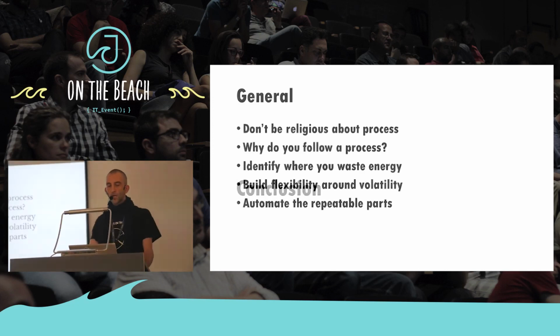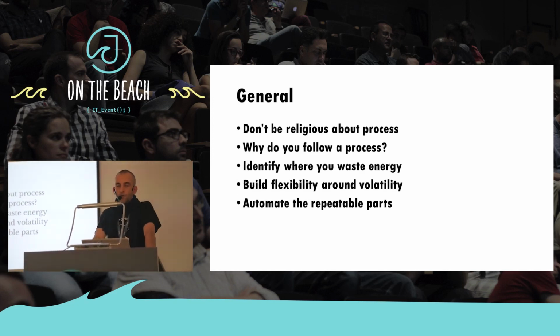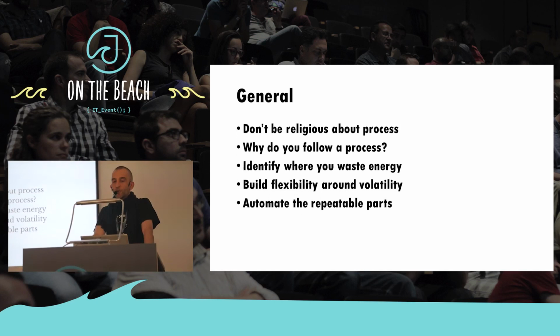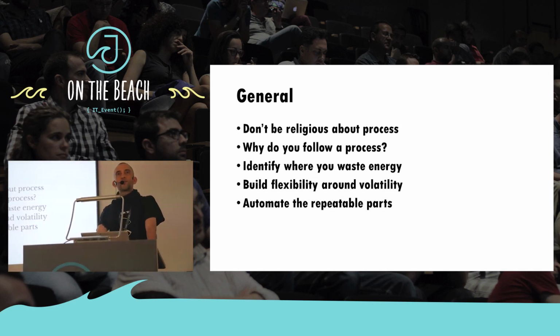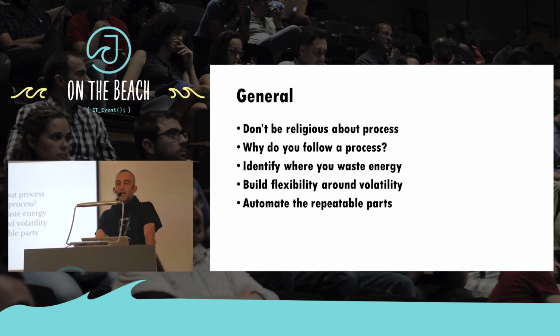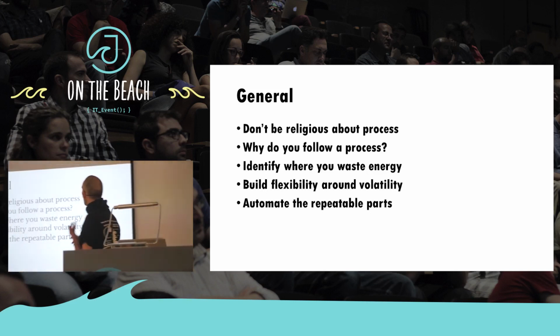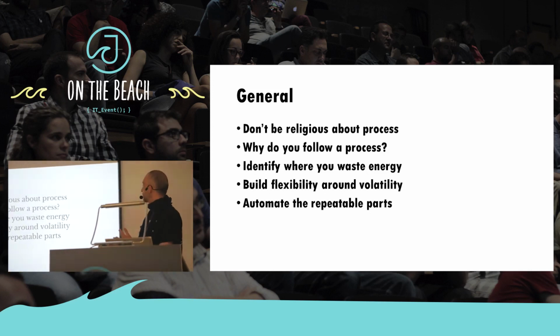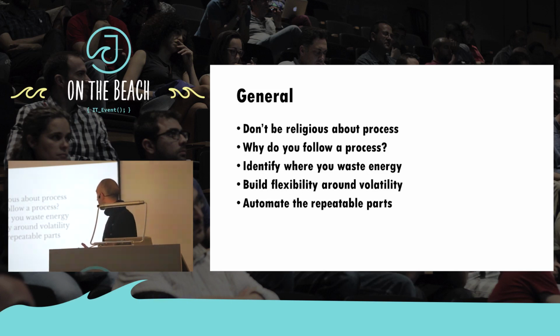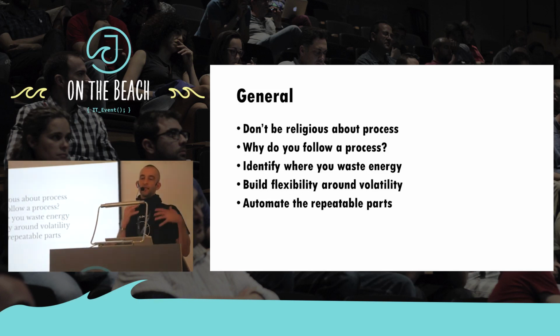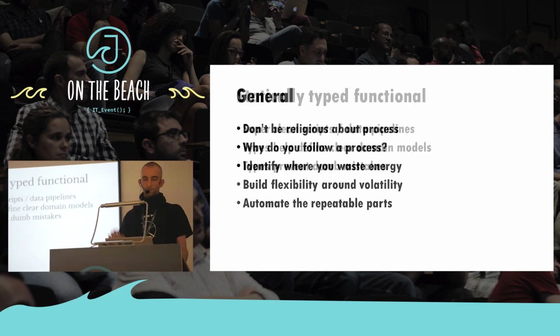Conclusion. What I learned out of this is you shouldn't be religious about a process. Scrum is not right, Agile is not right, whatever is not right. If you want to do a process, you're doing it because you want to be productive, and so you want to look at where you're wasting energy, so that you can make things flexible where things are going to change a lot, and automate the repeatable parts. And this is exactly what we did here. We made easy the things you actually want to spend time on, we made it easy to change things which needed to change, and we automated everything which we didn't care about.